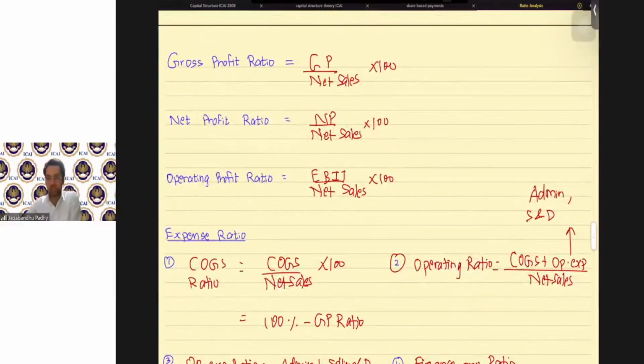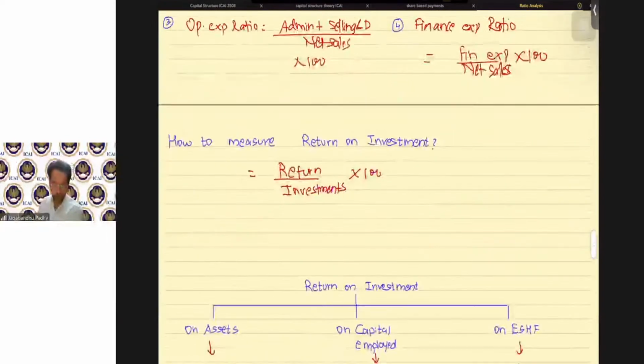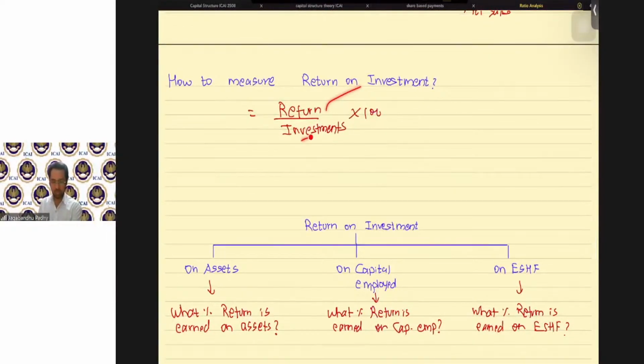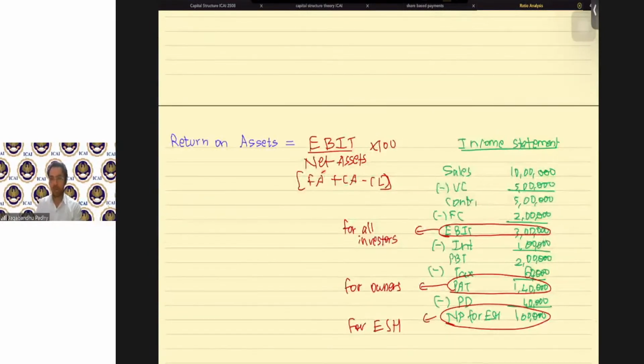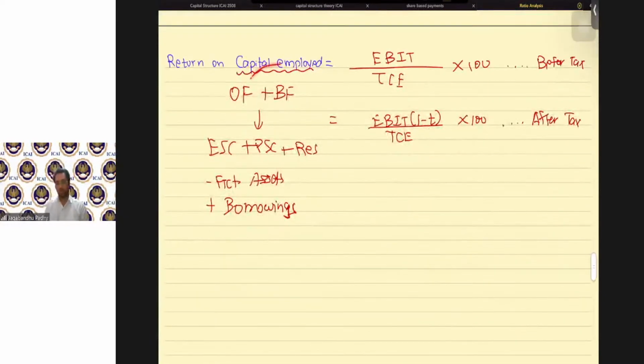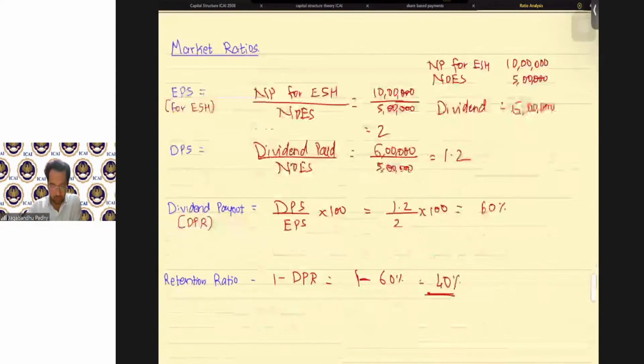For the profitability ratios, we had the GP ratio, net profit ratio, operating profit ratio, and all these COGS ratio, operating ratio, finance expense ratio, right? How do we measure the return on investment? That was return upon investment, and for that we had return on assets as EBIT upon net assets. You may also have it as PAT upon net assets. The question will clearly specify whether you have to take EBIT or PAT. Return on capital employed was EBIT upon total capital employed. After tax, it's going to be EBIT (1 minus T) upon total capital employed. And return on own funds or equity is what we have computed already.